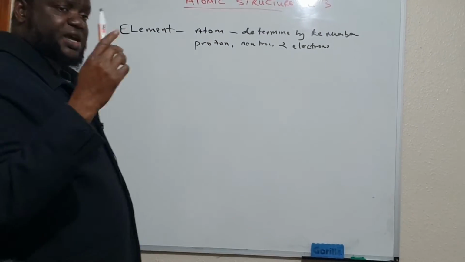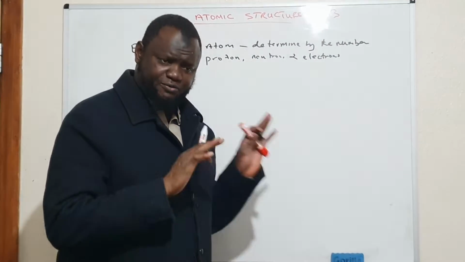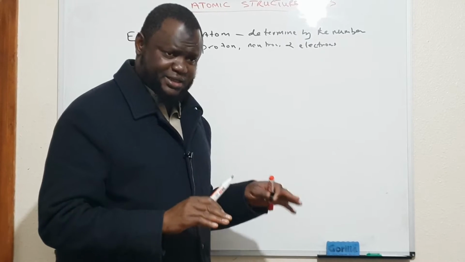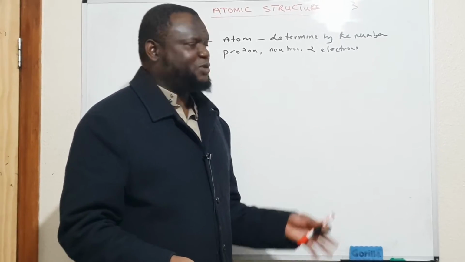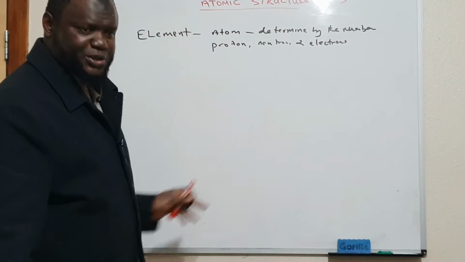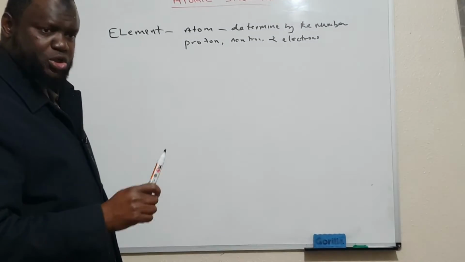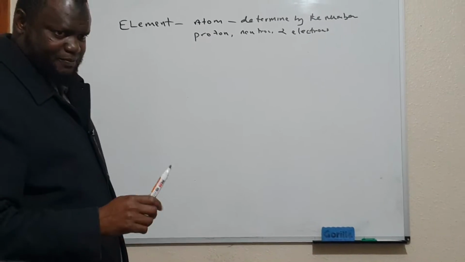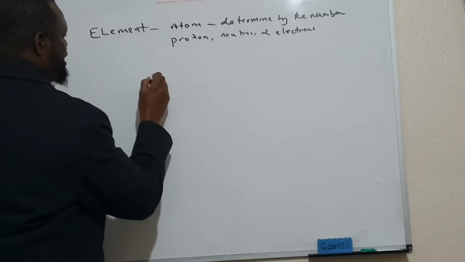So each element has one type of atom for now, because chemistry, science is developing. I don't want to take you to something else, but for now, let's say that each element has one type of atom. So it has one specific number of protons. Let's say we look at hydrogen.